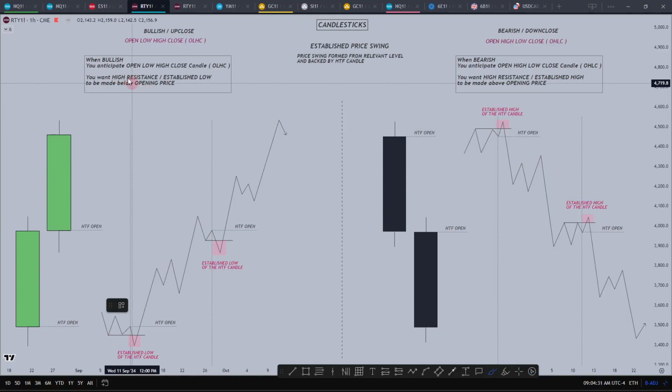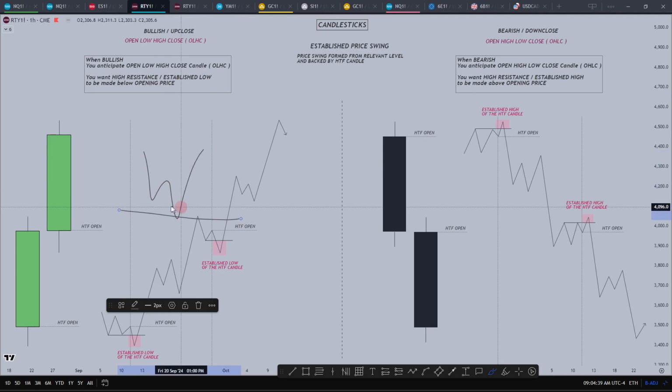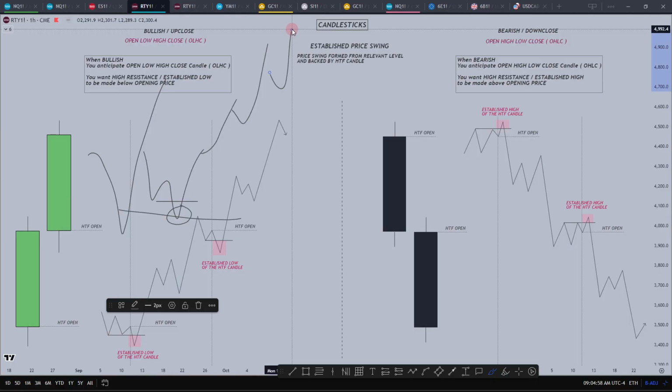Now you want to see a high resistance, or you can say protected low, established low, to be made below the opening price. Open, low, relevant level, protected low forming there, and you want to see price displacing away from it. So you can tell yourself the high time frame candle is most likely forming open low high close. So I want to be in alignment with that high time frame candle's profile, which is open low high close. So I want to frame bullish entries from there.